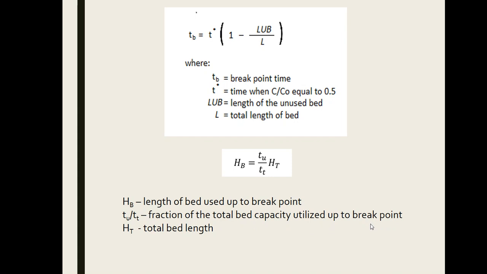Meaning in terms of the capacity of the bed, if it's just 70% used up, then this t_u over t_T is just 70%. Then you multiply that to the total bed length or the total bed height to give you the length of the bed that was used up to the breakpoint. Which is actually common sense in this case, this formula.